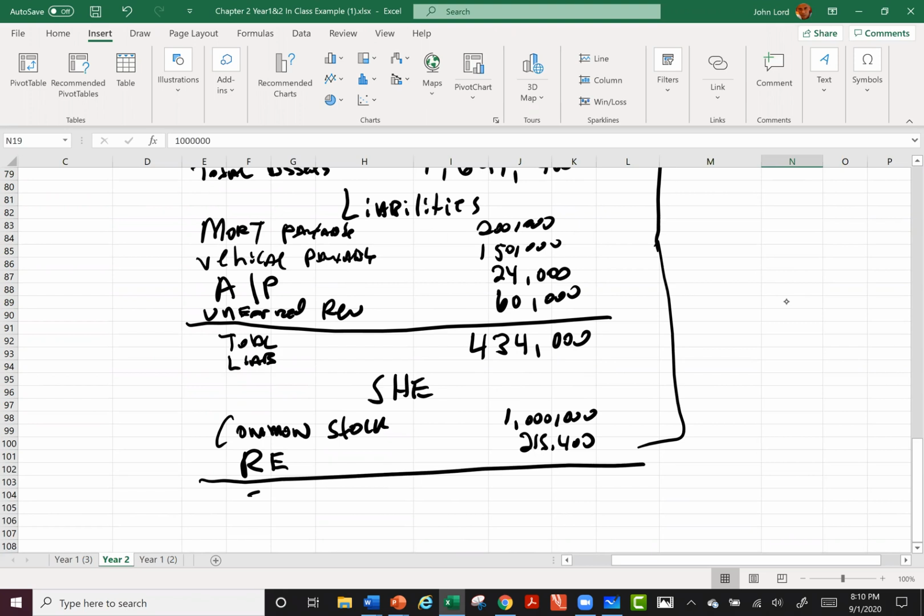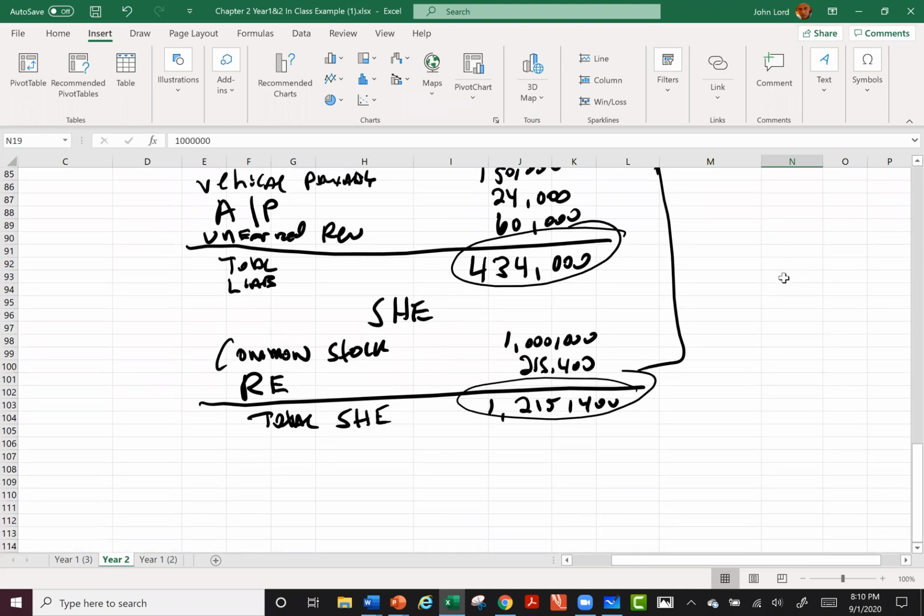So now my total stockholders' equity is 1,215,400. I trust myself to do that in my head. And then I add my what? My liabilities plus my stockholders' equity. So total liabilities plus stockholders' equity equals... anybody add those two numbers together yet?